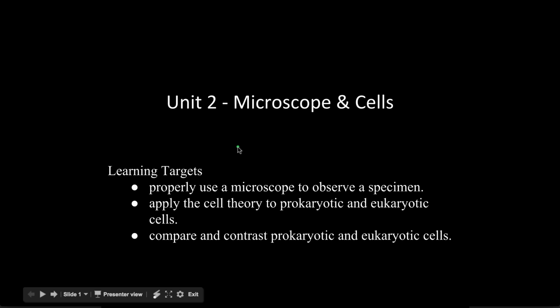Hello class, today's topic is topic number 2, which is our unit on the microscope and the cells. The learning targets that we're going to cover in this first video today are listed below. You can see we're going to learn to properly use a microscope to observe a specimen, something that we're looking at, apply cell theory to prokaryotes and eukaryotes, and compare and contrast those prokaryotes and eukaryotes.